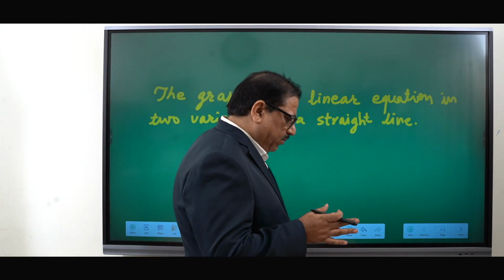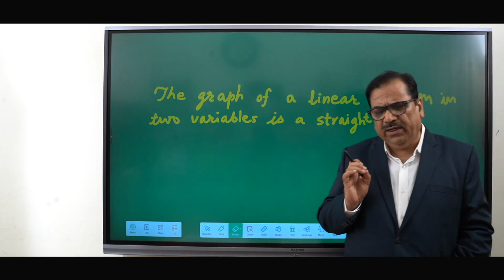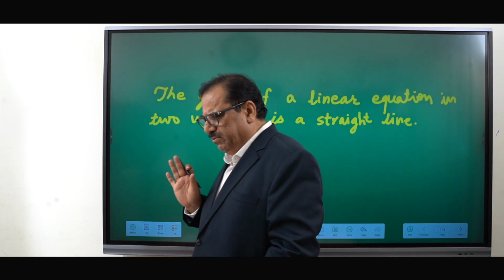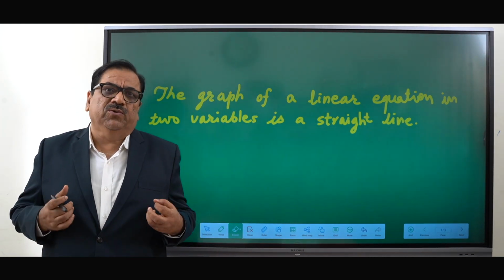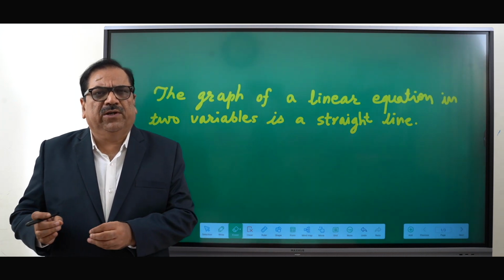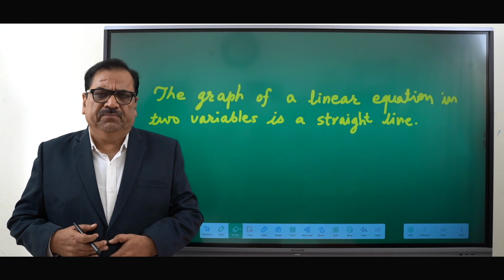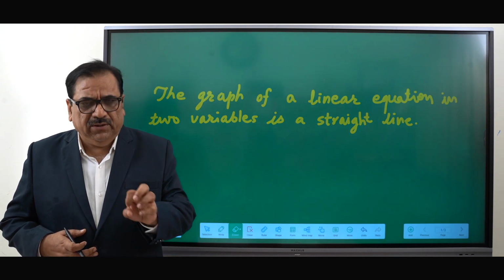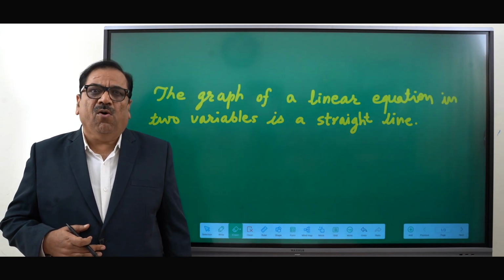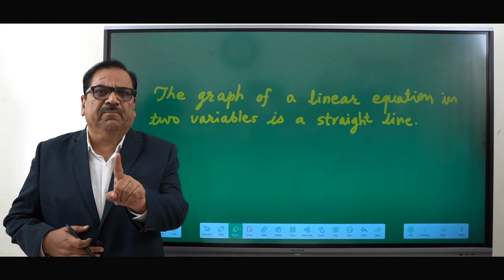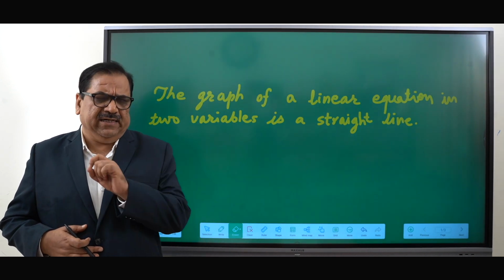Consider any equation in two variables. And if we take, suppose, some values for x and calculate some values for y, then we can get the coordinates of the points. And if we place those points on a graph, we find that all the points are in a straight line.